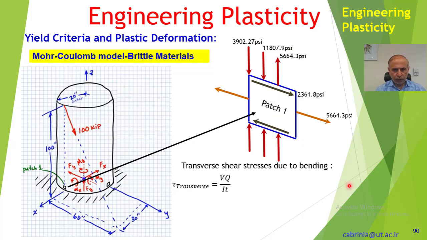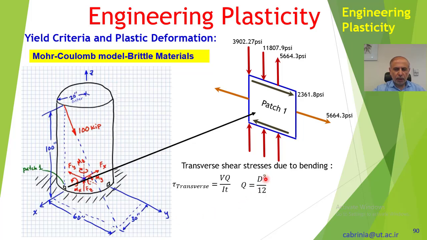Another component of the shear stress is due to the transverse shear forces. So the transverse shear stresses due to bending are given by this: tau transverse is equal to VQ over It. V is the shear force due to bending, and Q is the first moment of area. And for the circular section it is given by d q over 12 for such a patch in here, because it's situated on a semicircle.